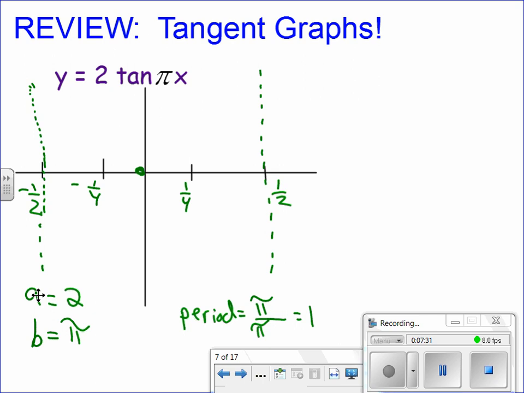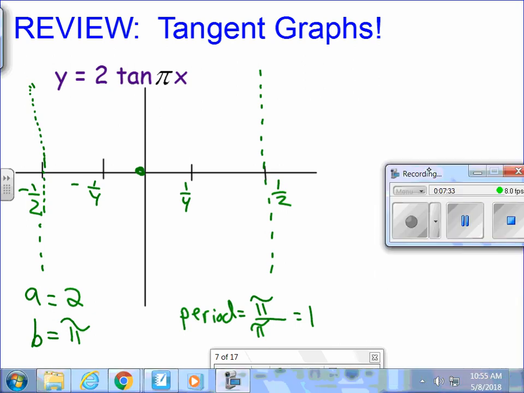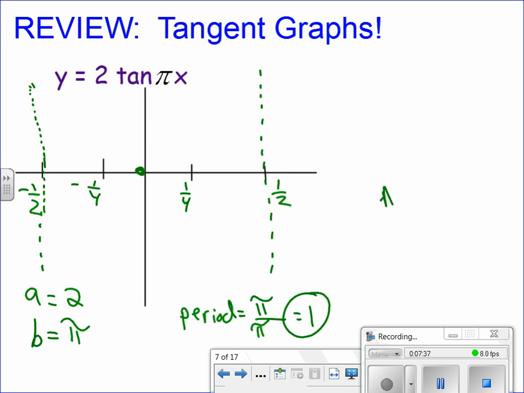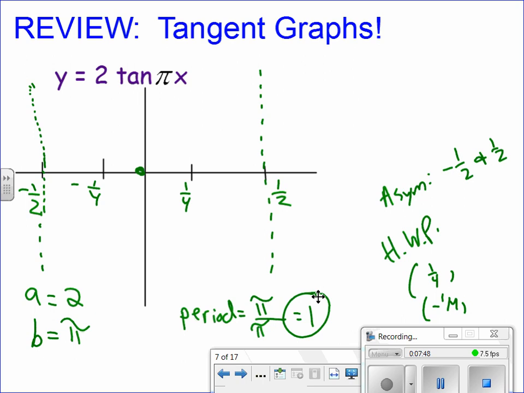Where'd my questions go? I normally have questions about period and stuff. So there's my period. It's 1. My asymptotes are at negative 1/2 and positive 1/2. And then I normally have a question about a halfway point. A halfway point is definitely going to be at 1/4 and negative 1/4, but then it's comma A, so comma 2. So 1/4, 2, and negative 1/4, negative 2.